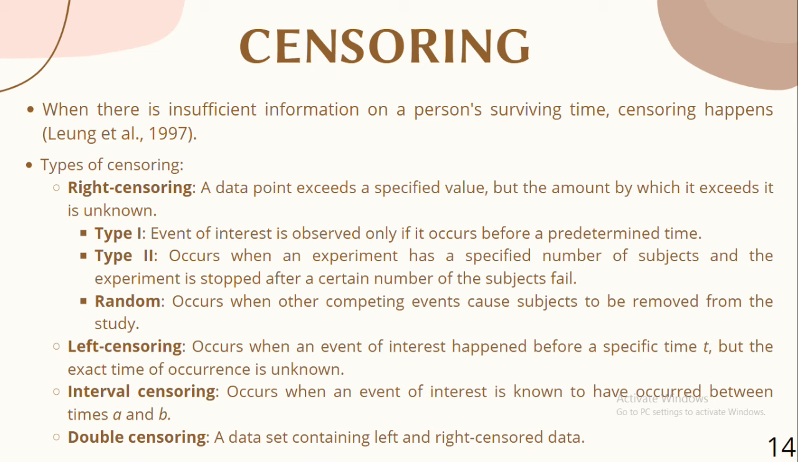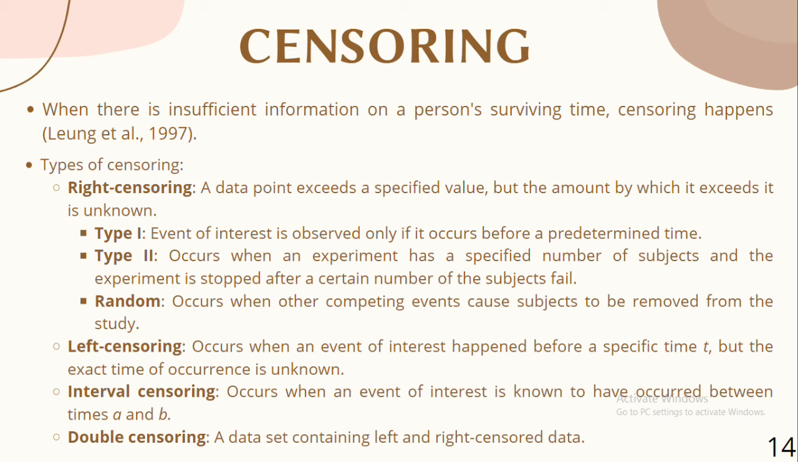The first one is type 1, which means that the event of interest is observed only if it occurs before a predetermined time. The second one is type 2. It occurs when an experiment has a specific number of subjects and the experiment is stopped after a certain number of subjects fail. The third one occurs when other competing events cause the subjects to be removed from the study.